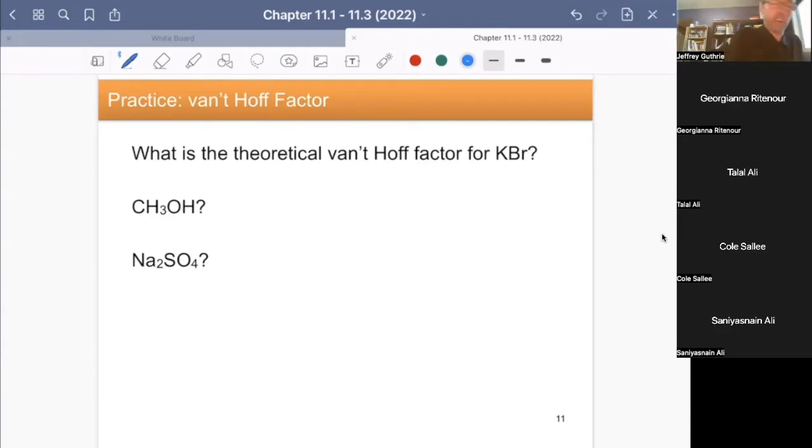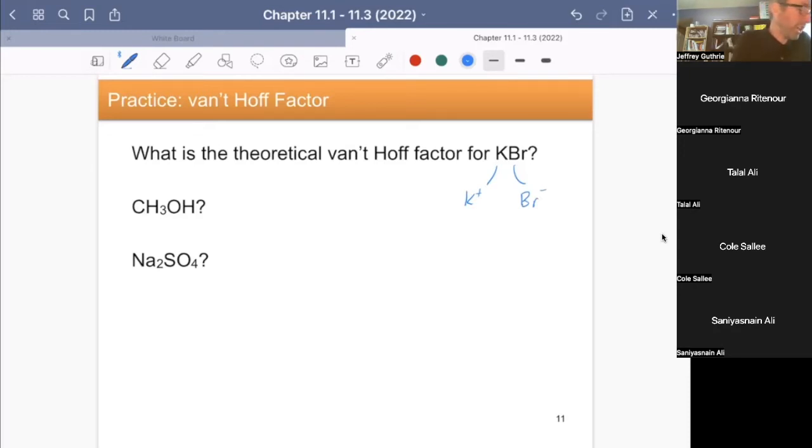We'll say the first one is correct, because this will go to K plus and Br minus. Okay. No idea what the third one is. All right. 2 for the third. 2 for the third isn't correct, and 3 for the second isn't correct. Okay, so the second one is really close.